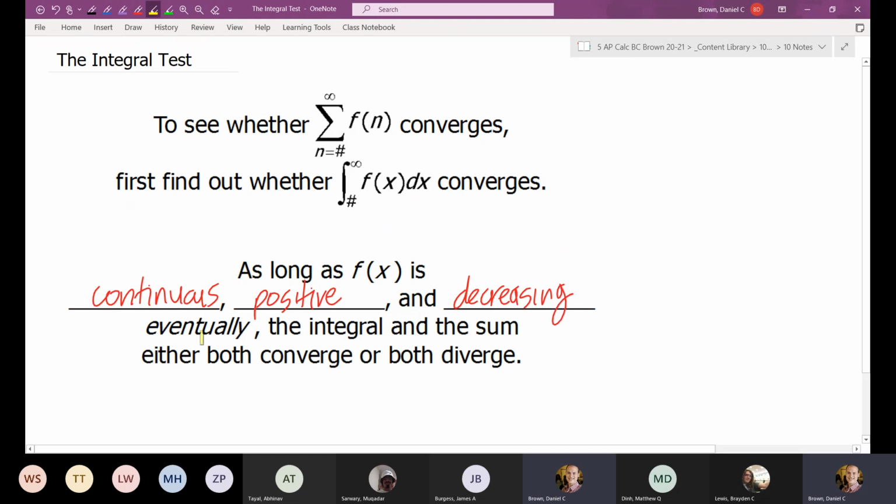And then I'm going to emphasize the word eventually. The only time you can use an integral test is when you look at that formula for the terms, you find its equivalent function. And when you look at that integral, the function you're dealing with has to be continuous, it has to be decreasing, it has to be positive eventually. So it doesn't have to start off being positive, it just has to eventually be positive. It doesn't have to start off decreasing, it just has to eventually be decreasing.